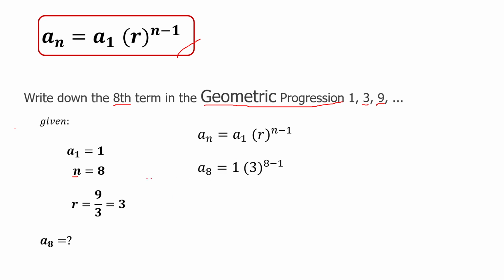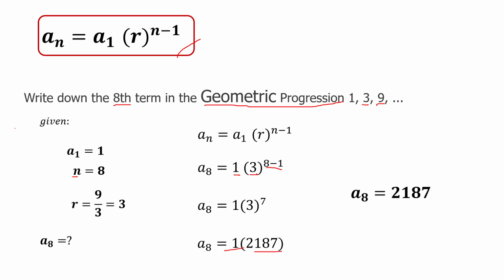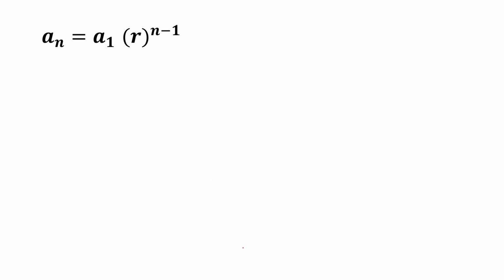Substitute the given. Tingnan mo. Si first term is 1. Si ratio is 3. Si N is 8. So, minus natin yan. That is 7. Then, 3 raised to the power of 7 is 2,187. And we multiplied it by 1. So, we will have 2,187. So this is the geometric progression, and the 8th term, yung pang-8 natin, is 2,187. Okay? So another example.